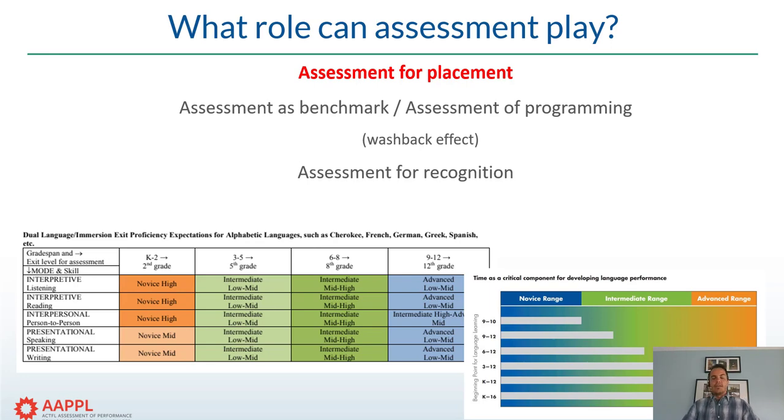This conversation always leads me to think of the chart that's over on the right, which comes from, I believe, the ACTFL performance descriptors, and it's looking at time as a critical component for developing language performance and proficiency. A lot of times we can look at our programs and see that if our students are taking 2 years of quote-unquote traditional classroom language courses, then we can expect around that novice mid to novice high range of proficiency as they exit out of a program like that.